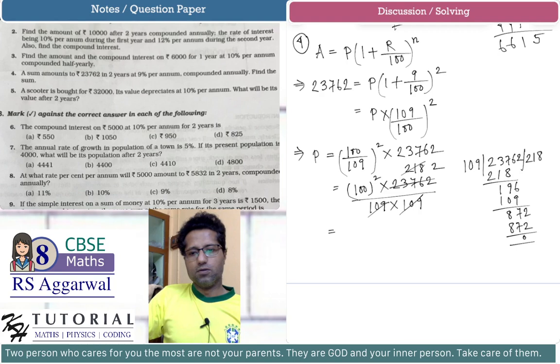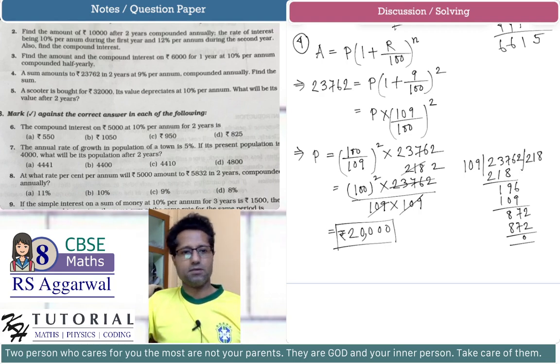So this is equal to 2 multiplied by 100 squared. So we have 20,000. The sum is 20,000.